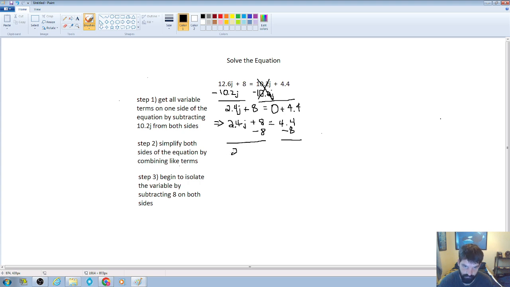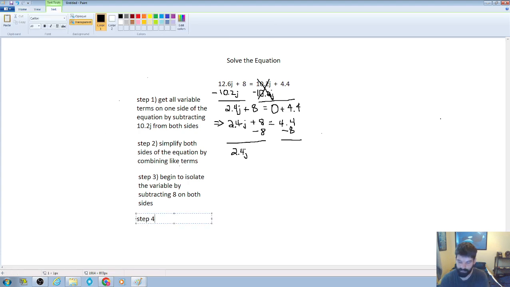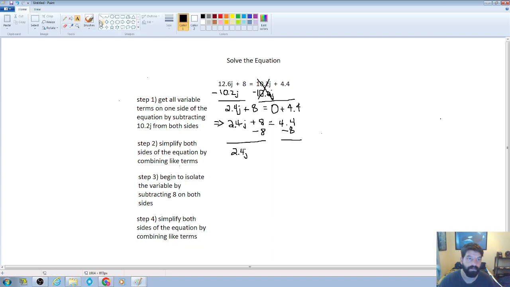So here we'll have 2.4j, and then step 4 is going to be that simplification step again. So simplify both sides of the equation by combining like terms. So we have the 2.4j, and again, this plus 8 and this minus 8 will cancel, but again, if you want, you can definitely use that 0 as a placeholder. Nothing wrong with that.